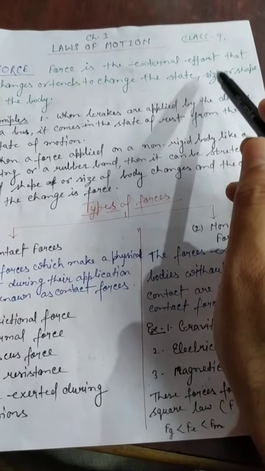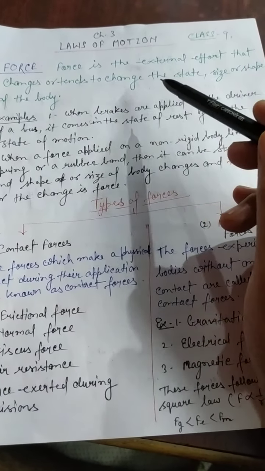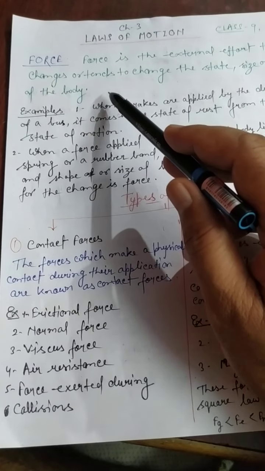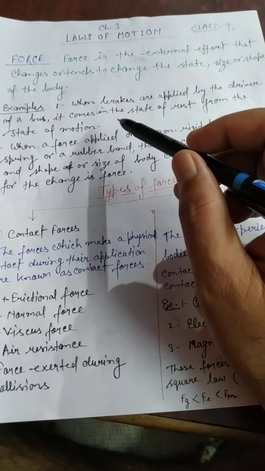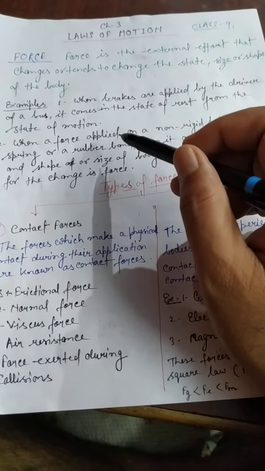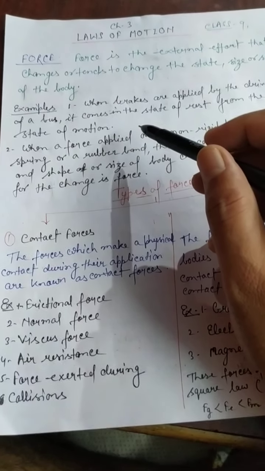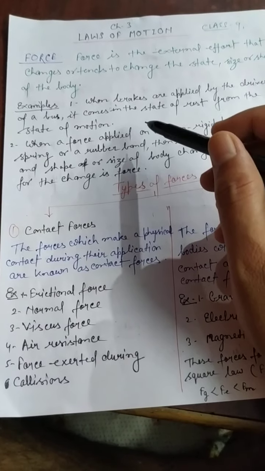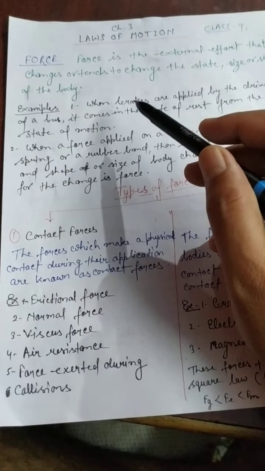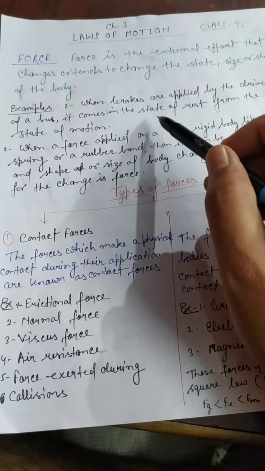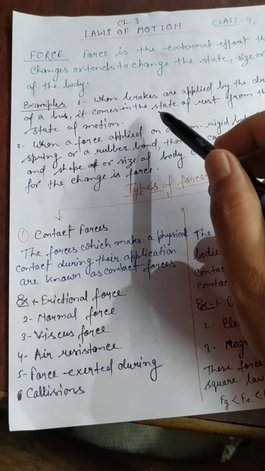Force is the external effort that tends to change the state or size or shape of the body. For example, suppose that a car is moving in the forward direction with a speed of 54 km per hour. And now we have to apply the brake. Then after some time it will be at rest. So the state of motion is converted into the state of rest when we apply the brake.